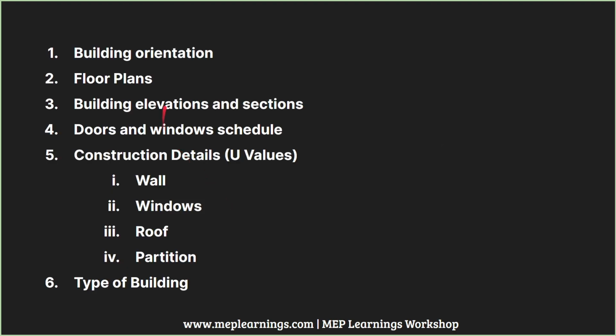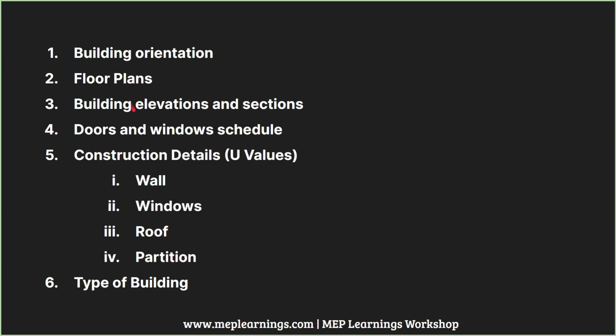To begin with, we have building orientation. That means which side is north, west, east, south, all those details you need to have. Next, we have floor plans. Obviously, we need floor plans to understand the different rooms and their applications and their sizes. What's the room width, length, and all the details, including the partitions as well.